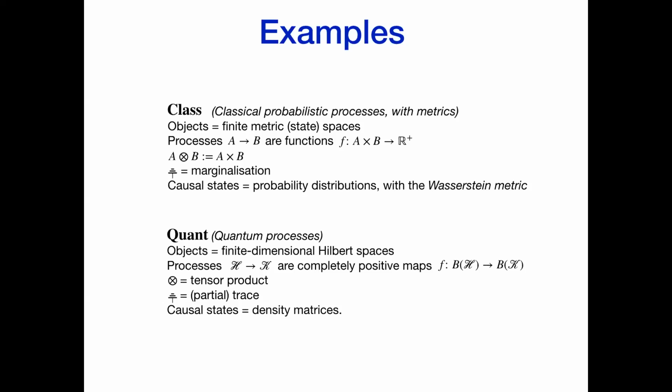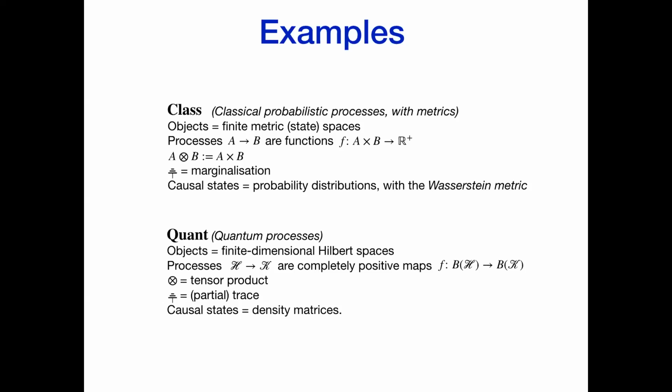And then the tensor would just be taking products of sets. This discarding thing corresponds to taking marginals in probability theory. And the causal states really would just be probability distributions. So that's the key idea. A causal state in this theory of an object is just a distribution over all the elements of it. And you can give these a metric when you've got one on the object to begin with.